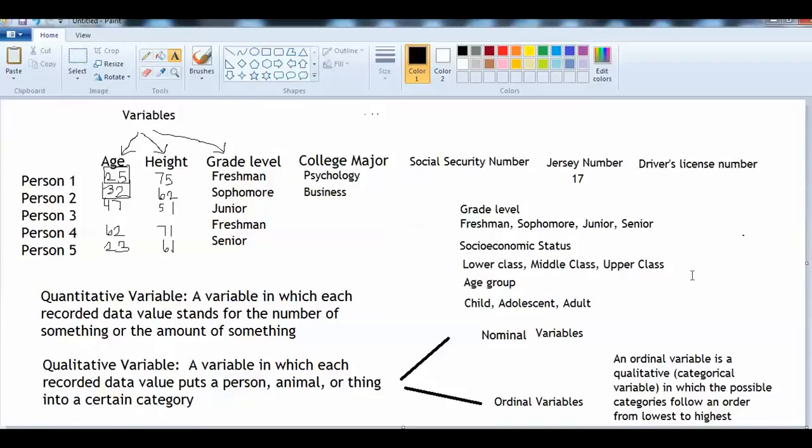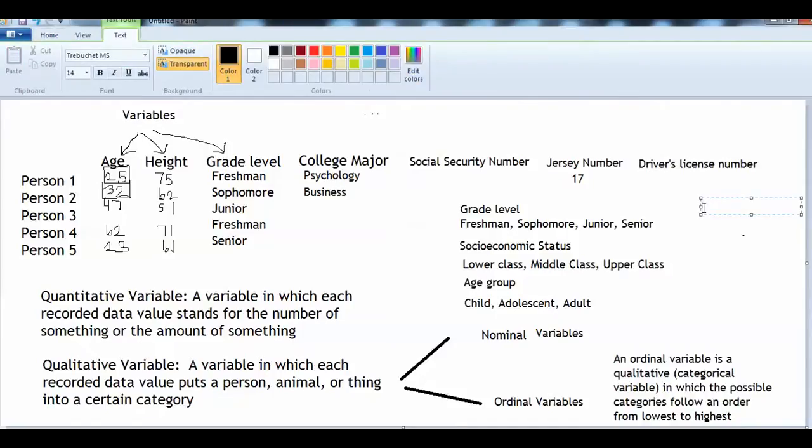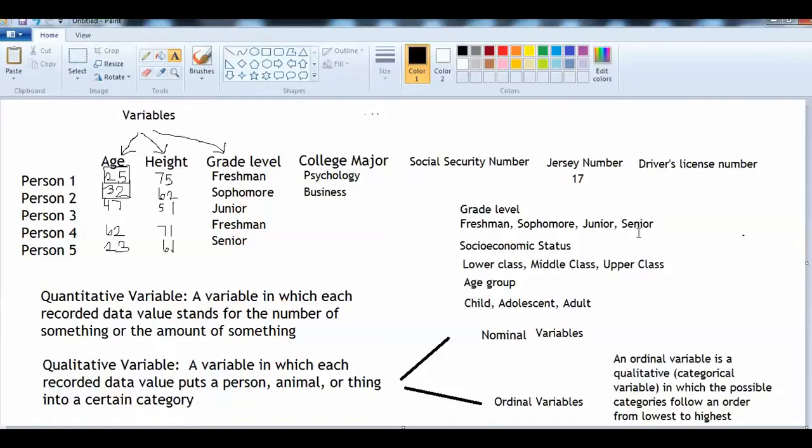But one thing you have to remember is that when a variable is ordinal, it doesn't necessarily mean that higher categories are better than lower categories. For example, you might be able to put people into categories based on where they live. Right here, it's obviously not better to be a senior than to be a freshman.